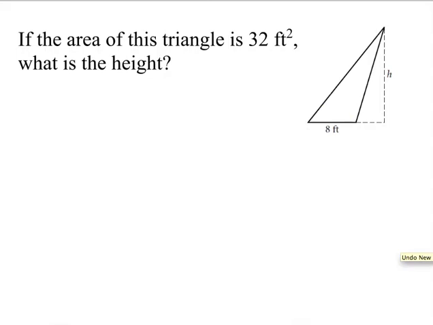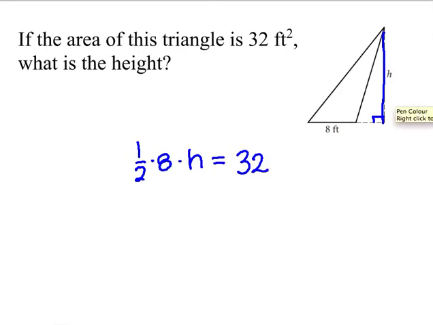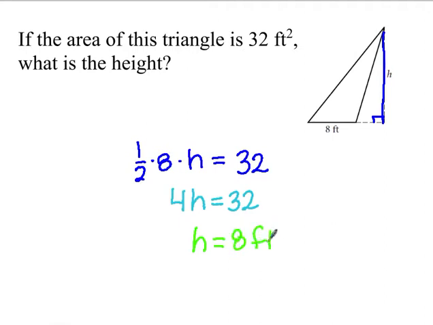They say the area is 32, and we have to find the height. So I know that 1/2 times the base, what's the base? 8, because this is the 1. The height is always the segment drawn perpendicular to the base, so we know that's h. That's going to equal the area, which in this case is 32. So an easy way to do this: what's half of 8? 4. So I have 4h equals 32. I need to solve that for h, so what do you do to both sides? Divide by 4, so your height is 8 feet.